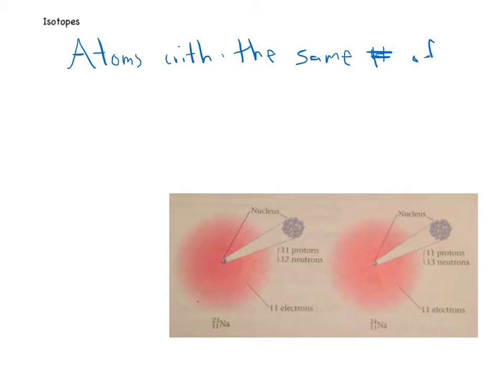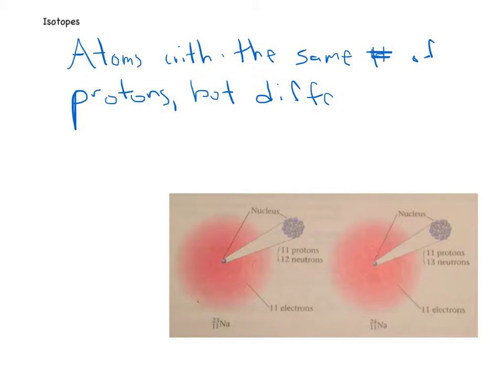So, what is an isotope? Well, the actual definition of an isotope is this: atoms with the same number of protons, but different numbers of neutrons.